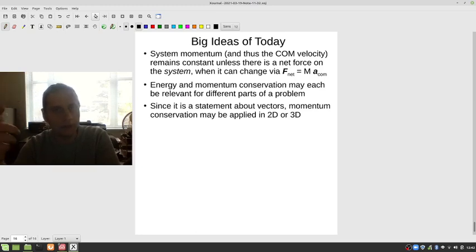So what have we talked about today? System momentum remains constant unless there's a net force on the system, when it can change via F net, the force on all the particles added up, equals M, the big mass of the whole system, times a of the center of mass. Okay. The second thing to realize is in our problems with a ballistic pendulum, for instance, energy and momentum conservation may be relevant for different parts of the problem. And then the last part is the one that I want to spend a little bit more time on Monday.